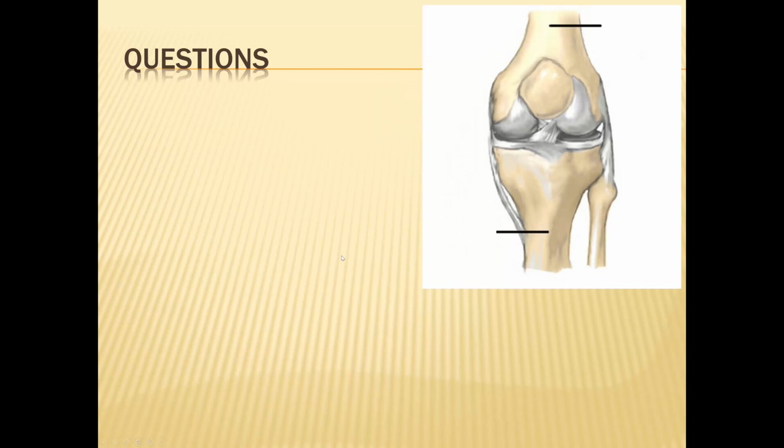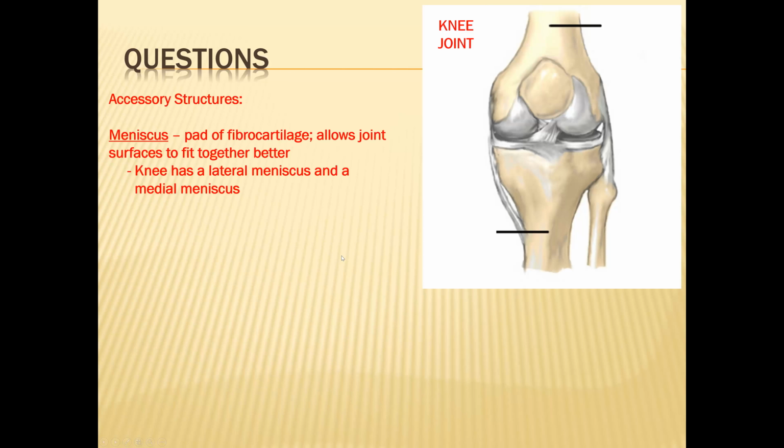Okay, so this is the knee joint. And if we go over the accessory structures, and again, these accessory structures can apply to all types of joints, not just the knee joint, but we're discussing it here because the knee joint is one of the joints that has all of the accessory structures. Some joints have 1 or 2 accessory structures, but not all of them. So the first one is a meniscus.